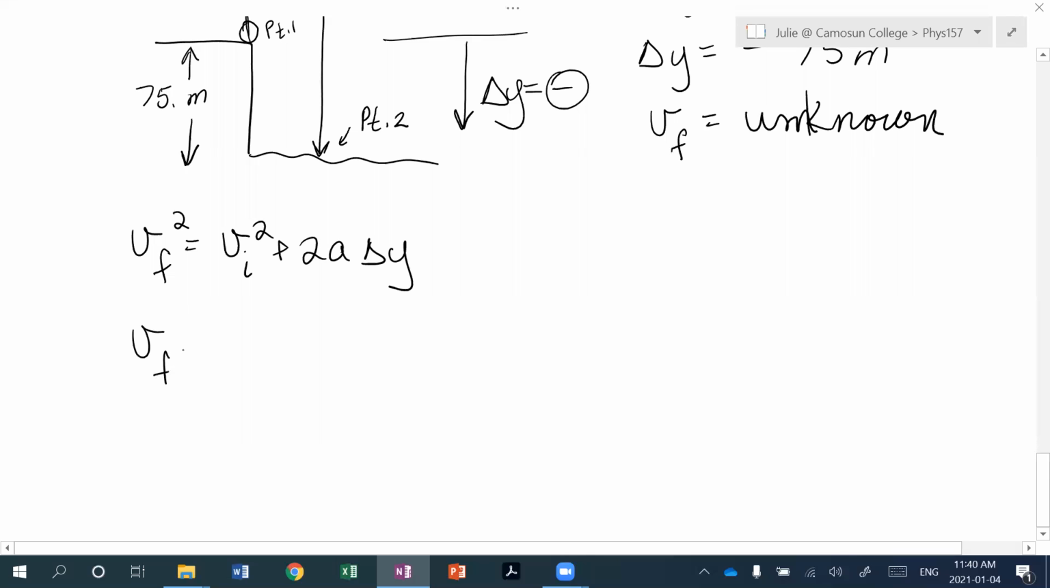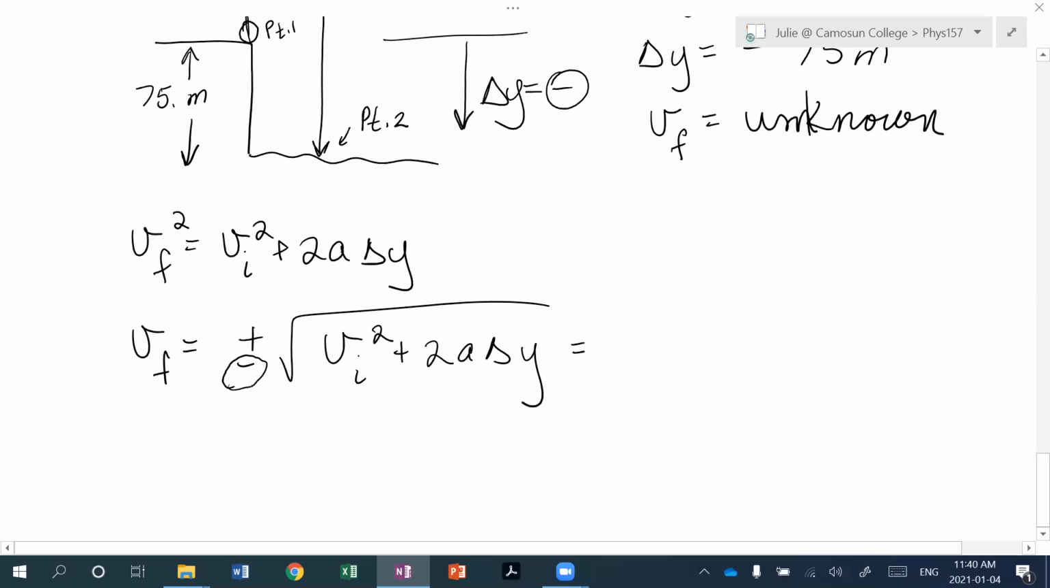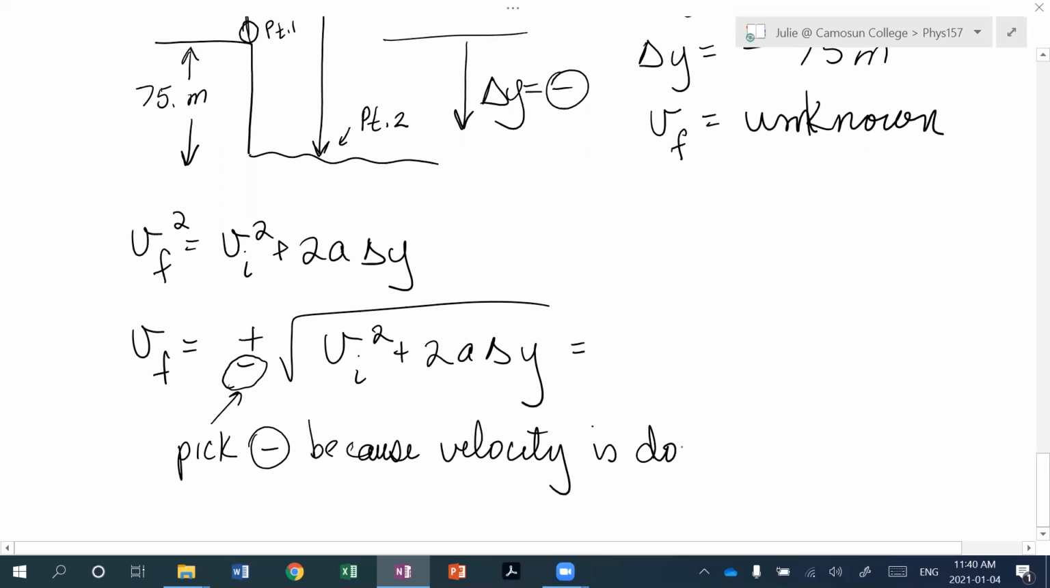Now, remember when you take the square root, you have to go plus or minus the square root of VI squared plus 2a delta y. And you have to pick. Well, we're going to pick the negative because we know the thing is traveling down just before it hits the ground. So you have to pick negative because velocity is downward. All downward quantities are negative. All vectors that point down are negative, whether it's acceleration, velocity, displacement, doesn't matter. If they point down, they're negative.